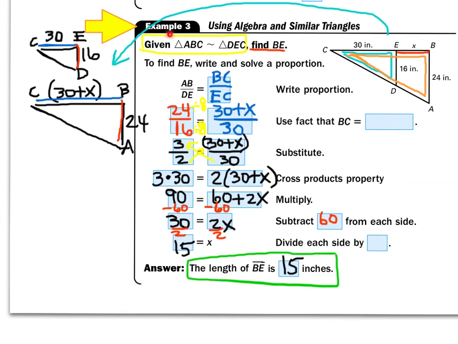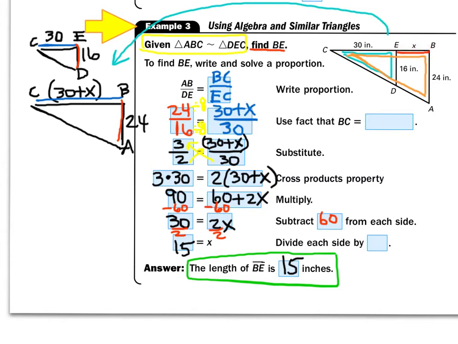Okay, now I love example 3 because now we're going to use algebra and similar triangles. So here's what we know. We're given that triangle ABC, so from A to B to C, the big triangle, is similar to triangle DEC. So start at D, go to E, go to C, the smaller triangle. So they want us to find the distance from B to E, the X right here.